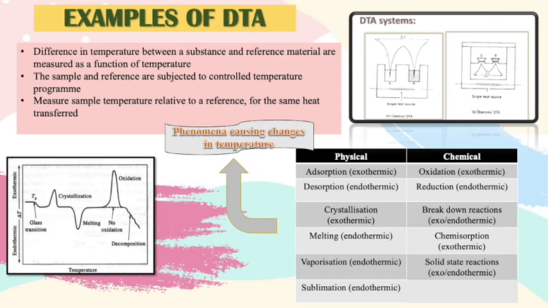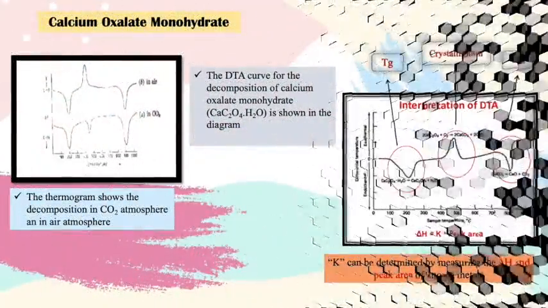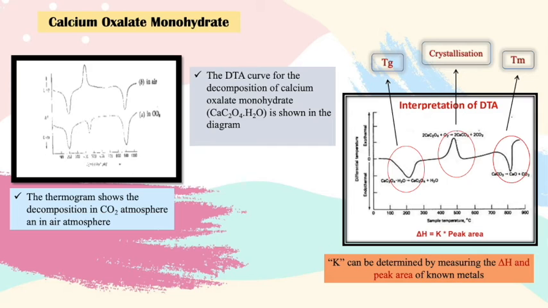There are also phenomena that can cause changes in the temperature, and they can be divided into two: physical and chemical. As we can see here, this is the DTA thermogram of calcium oxalate monohydrate. The thermogram shows the decomposition in a carbon dioxide atmosphere and also in an air atmosphere.